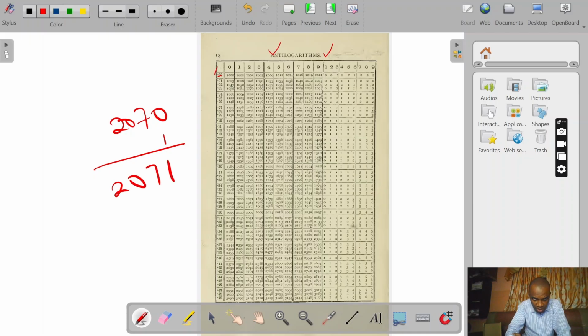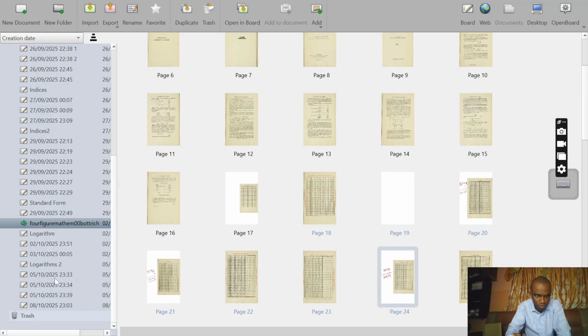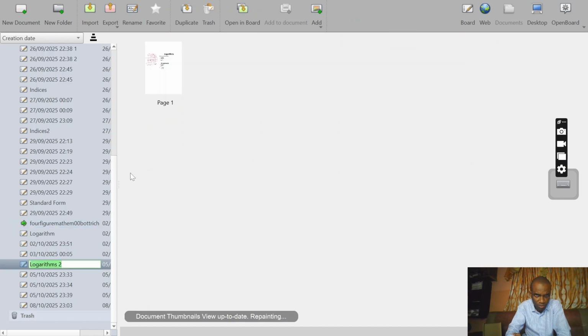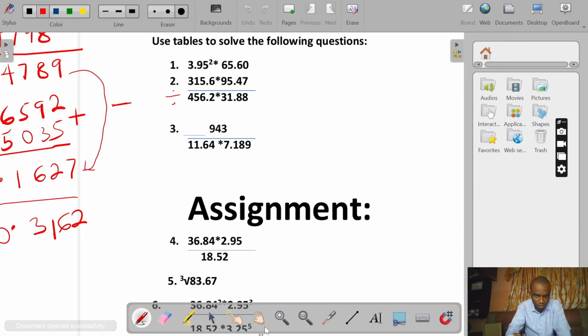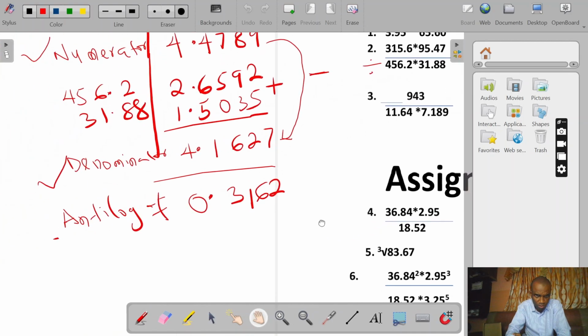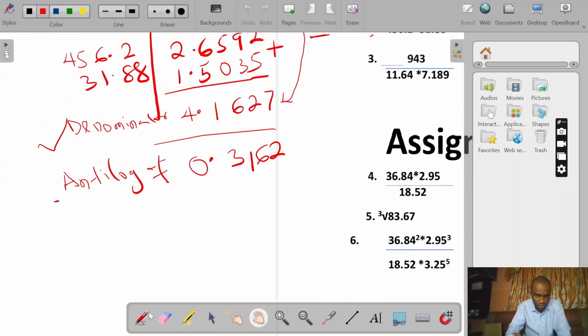0.31 under 6 again, difference 2. So 2071. That will be 0.2071.